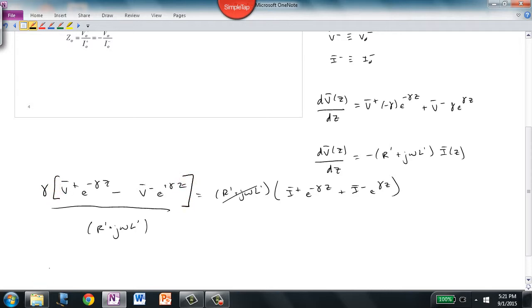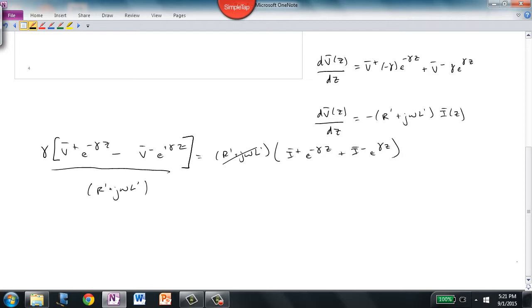So we're left with gamma times v bar plus e to the minus gamma z minus v bar minus e to the gamma z, divided by r prime plus j omega l prime, is equal to I bar plus e to the minus gamma z plus I bar minus e to the gamma z. So we've done that rearranging. So what we're going to do next is equate the exponential terms.